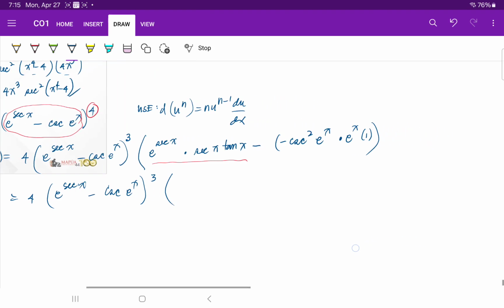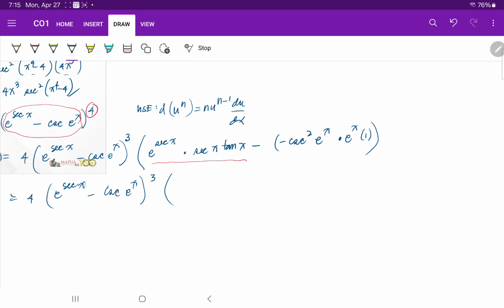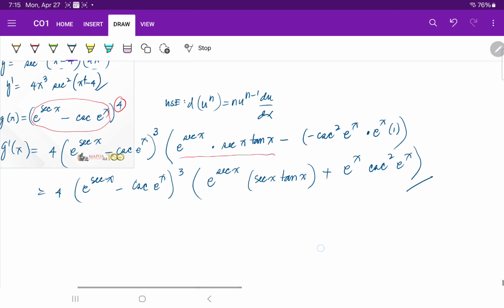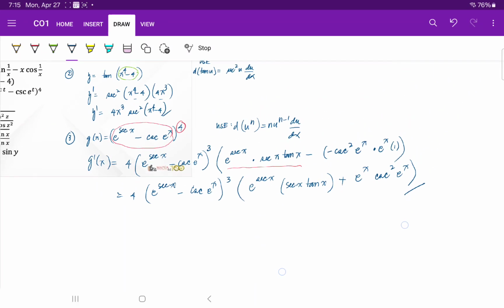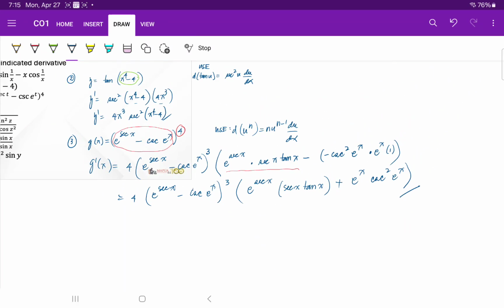Yes. Do we have e to the x? Is not common. Cosecant is not. So we have here e to the secant x tangent x minus minus plus. We could write first e to the x times 1. We may not simplify this anymore because there's a lot of variables to change into one function only.